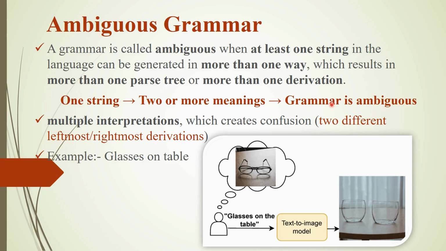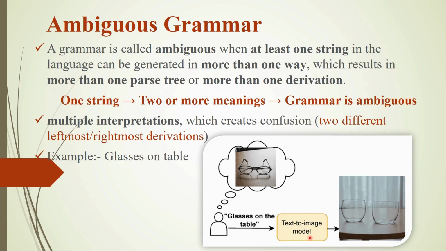Consider the sentence as a grammar: glasses on the table. Okay, table has two meanings as we look at the image. A text to image converter model can generate both of these images, this one also and this one also, because here your eyeglasses are on the table, as well as this image also being correct because there are two glasses on the table. So both of these are correct. This situation creates an ambiguity for your text to image converter model.